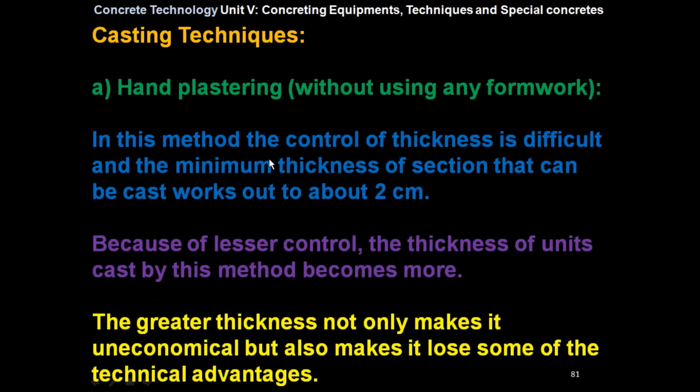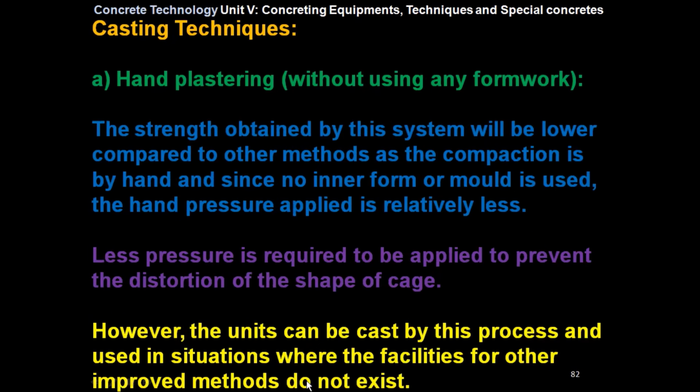In this method, the control of thickness is difficult and the minimum thickness of the section that can be cast works out to about 2 cm. Because of poor control, the thickness of units cast by this method becomes more. The greater thickness not only makes it uneconomical but also makes it lose some of the technical advantages.